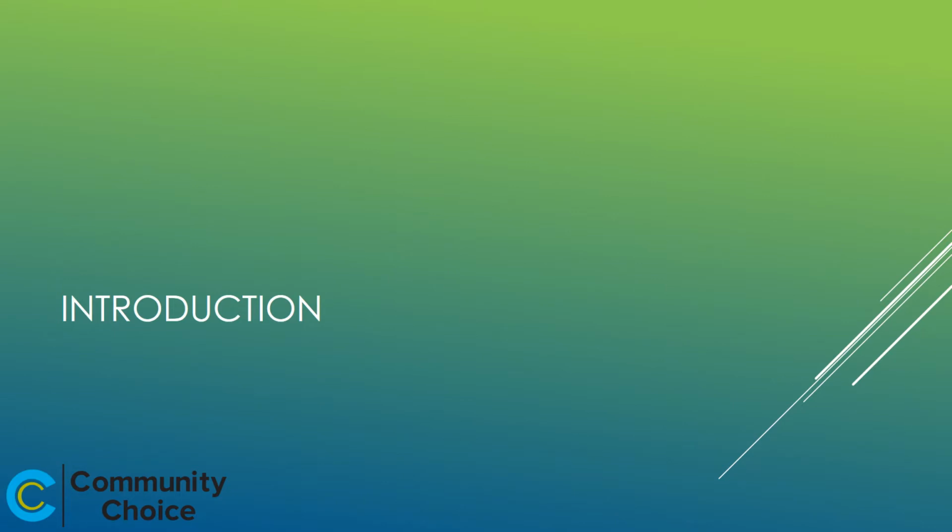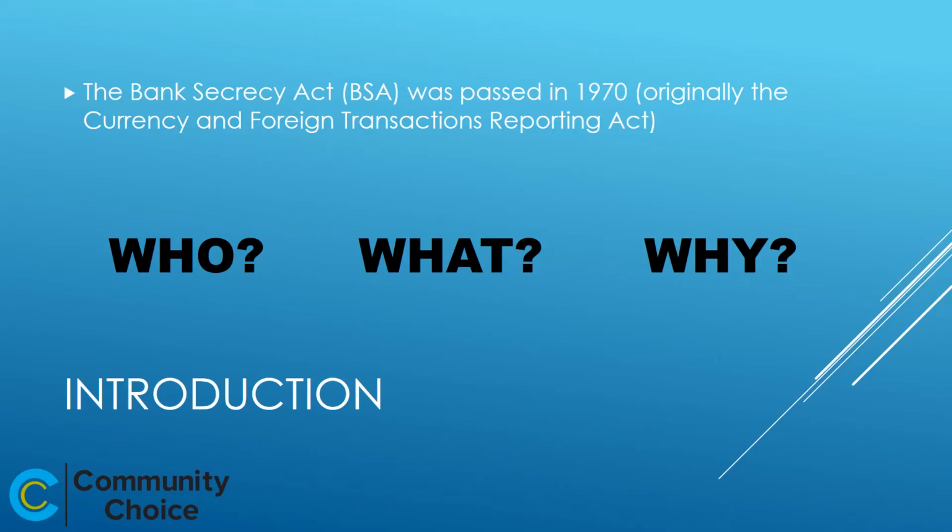First, an introduction to the Bank Secrecy Act. The Bank Secrecy Act was originally passed in 1970, and it requires financial institutions to maintain and report appropriate and accurate records of activity with the goal of helping the United States government detect and prevent money laundering. The Bank Secrecy Act has a number of key components that we will need to know how to effectively protect our members and their money.